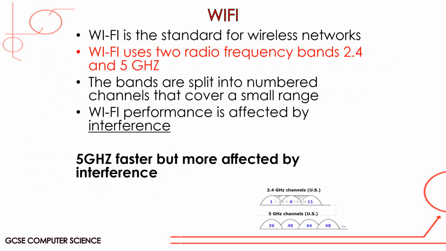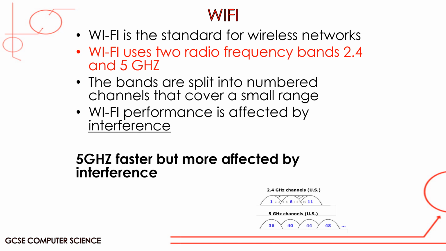Wi-Fi is a method of wireless transmission. It's the standard for wireless networks. Wi-Fi uses two radio frequency bands, 2.4 and 5 GHz. The bands are split into numbered channels that cover a small range. Wi-Fi performance is affected by interference. 5 GHz is a lot faster, but it's more affected by the interference.